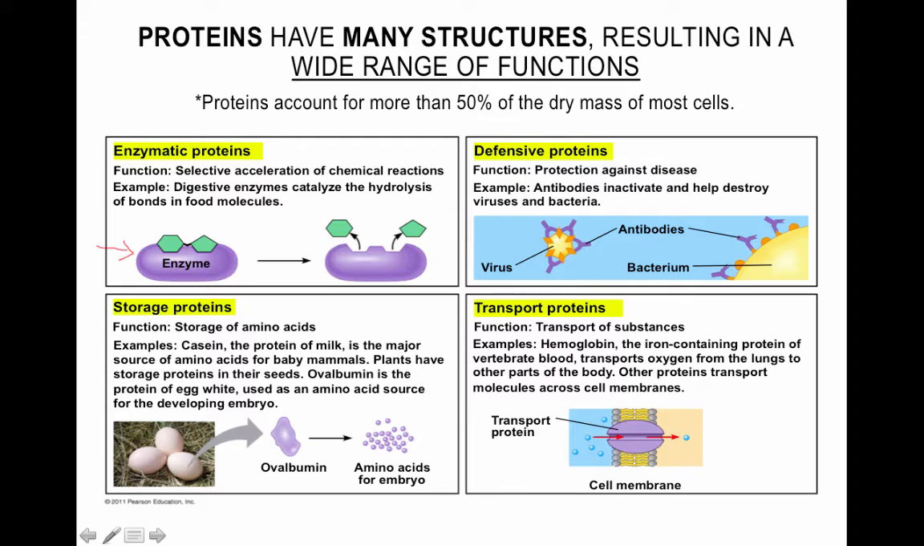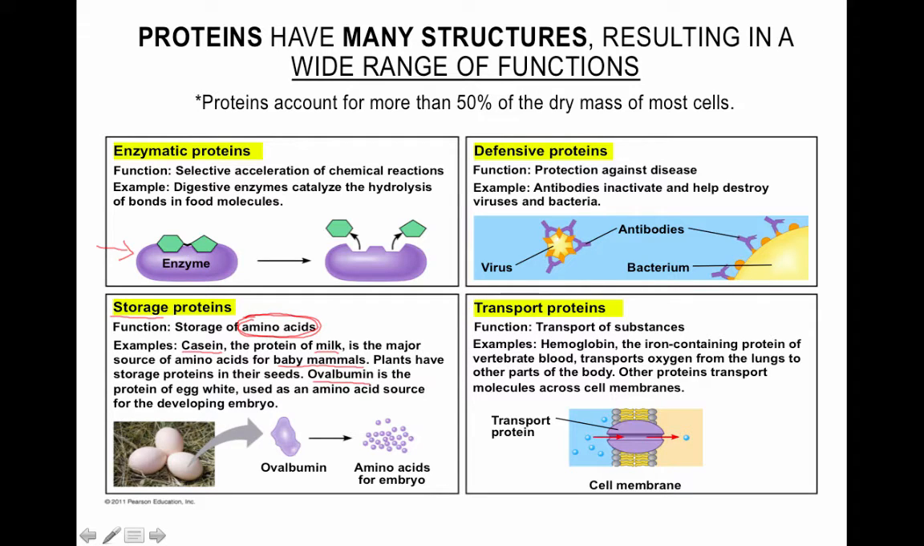Enzymes do all sorts of chemical reactions. They make bonds and break bonds, they rearrange atoms, but most enzymes are in fact proteins. Other proteins function in storage. In particular, storage of amino acids, the small molecules or the building blocks of proteins. Casein is the major protein found in milk, and this is important in storing amino acids so that baby mammals can acquire them and then use them to build their own proteins in their growing bodies.